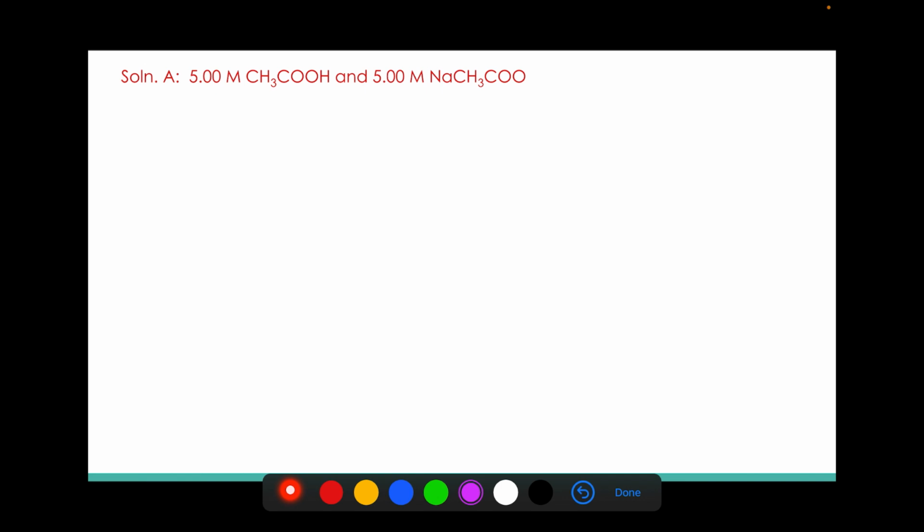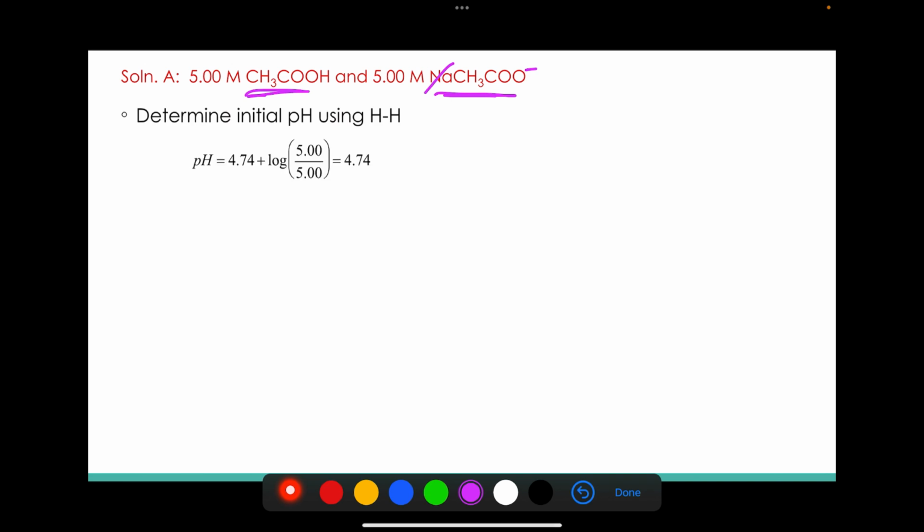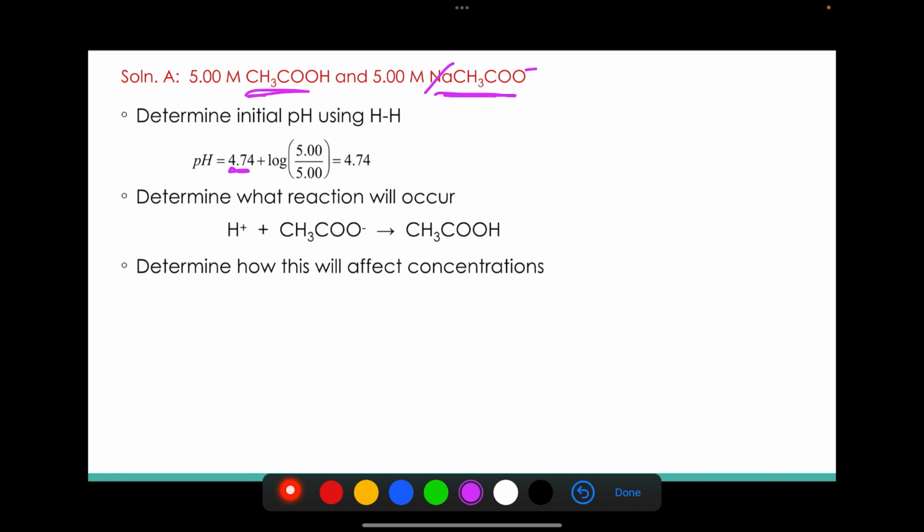That's the one with the larger magnitudes of weak acid and conjugate base. In this case, again, we're ignoring the Na+ and considering our CH3COO- as our conjugate base. So let's start by determining the initial pH using the Henderson-Hasselbalch equation. On the previous slide, I gave you the Ka value for this weak acid. So here I've turned that into a pKa, and I've determined that the pH is going to be 4.74. Because the amounts of weak acid and conjugate base are equal, the pH will equal the pKa.